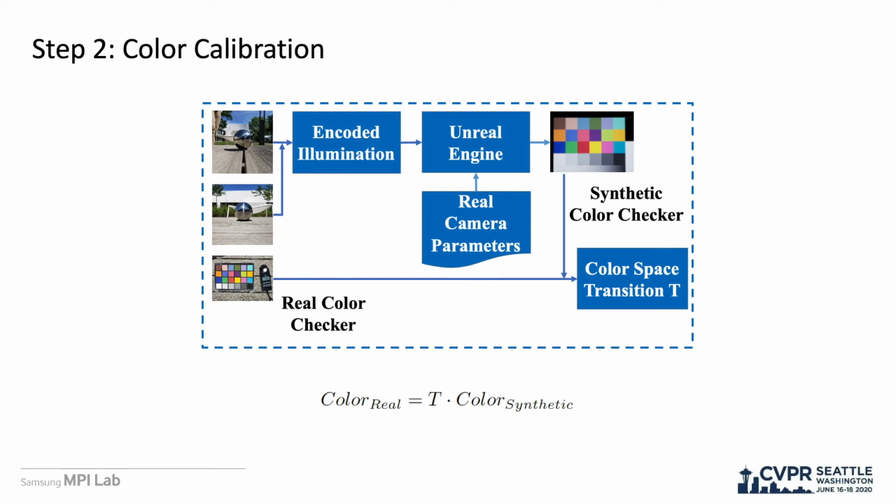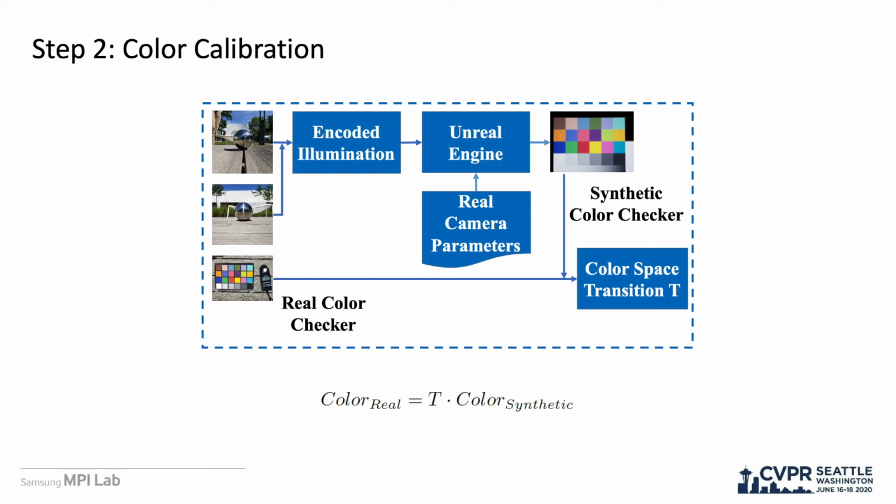For the second step, color calibration, we first put a light probe, which is a stainless steel gazing ball, in the middle of the targeted scene. We capture 2 images using our targeted mobile device to gather all lighting information in 360 degrees.